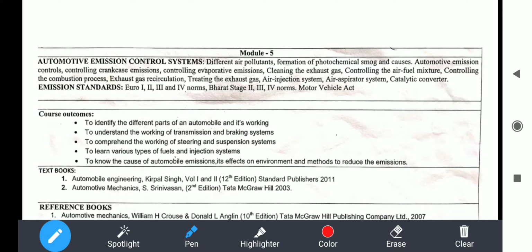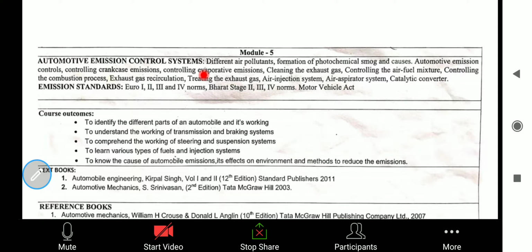Now today we are going to discuss the cleaning of the exhaust gas, controlling the air fuel mixture, controlling the combustion processes and the exhaust gas circulation. Okay, so these are the things we are going to prepare.